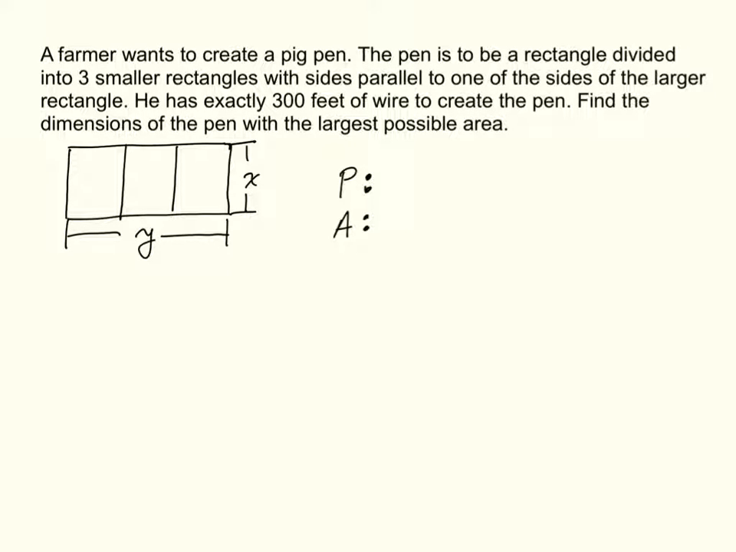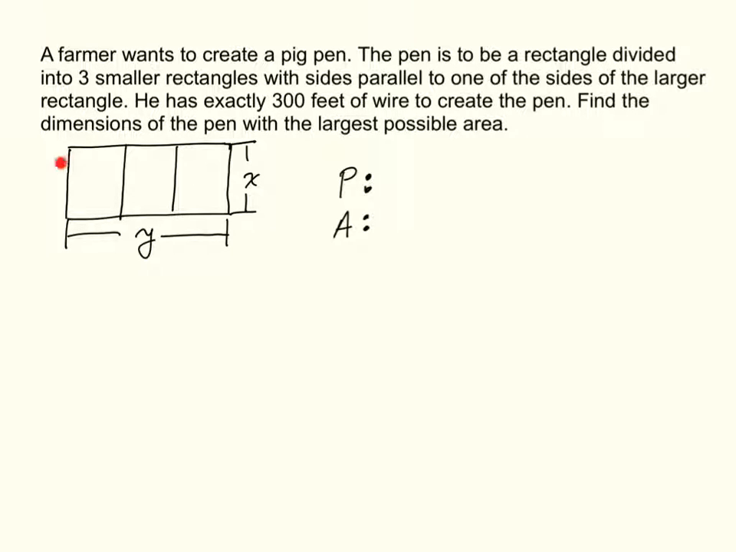A farmer wants to create a pig pen. The pen is to be a rectangle divided into 3 smaller rectangles with sides parallel to one of the sides of the larger rectangle. He has exactly 300 feet of wire to create a pen. Find the dimensions of the pen with the largest possible area.